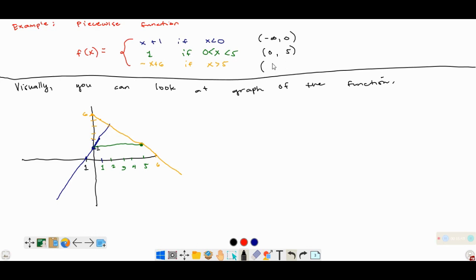And finally, we have 5. Papunta sa kanan. So, punta tayo sa positive infinity. So, any value of x greater than 5. So, these are the 3 intervals that we are going to find the behavior of our function. Ayan.